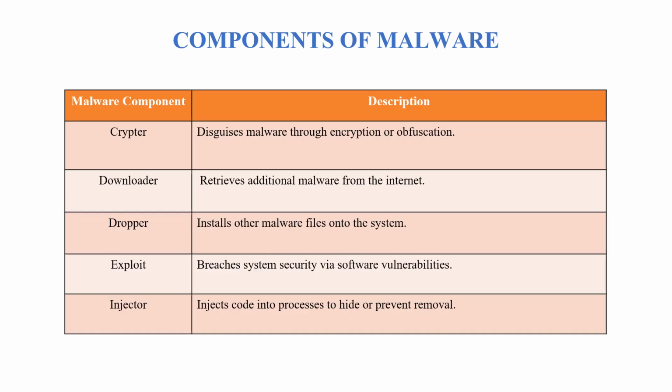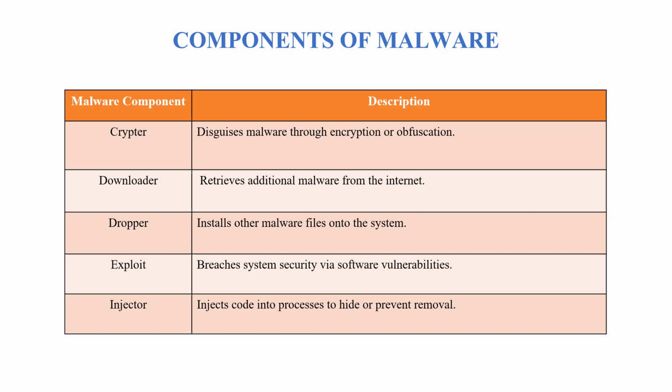So the first one is crypter. It disguises malware through encryption or obfuscation. So crypter basically encrypts the malicious file in a malware or the entire malware to avoid its detection by any antivirus. Second one is downloader. It retrieves additional malware from the internet. So it basically downloads other malware or malicious files from the internet and installs them on the system.